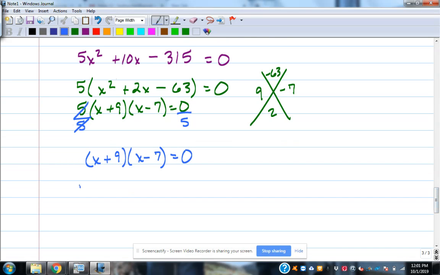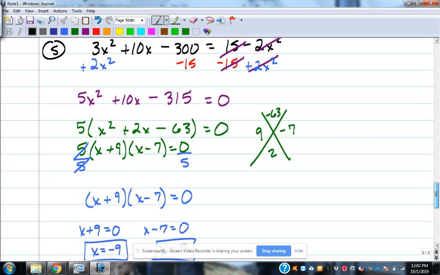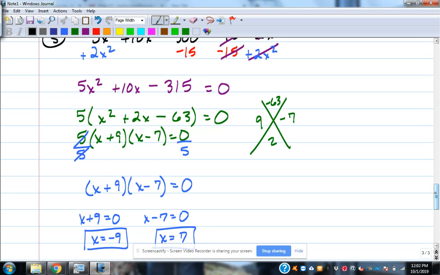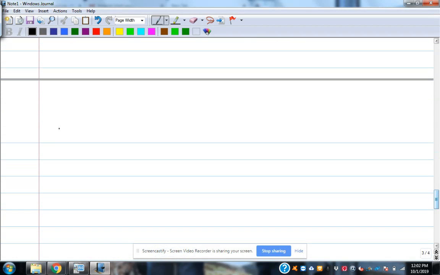And then we set those equal to 0. -9 and +7 should be our solutions, zeros, roots, x-intercepts. All of those things mean the same thing as where an equation equals 0. Questions about that one? We're on here. That's 5. Let's do number 6.